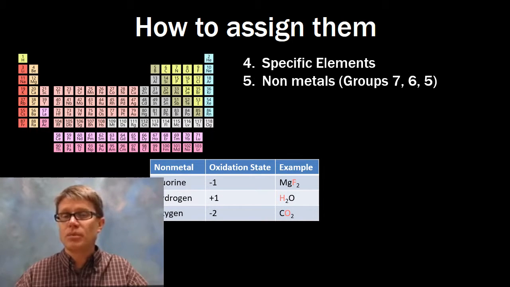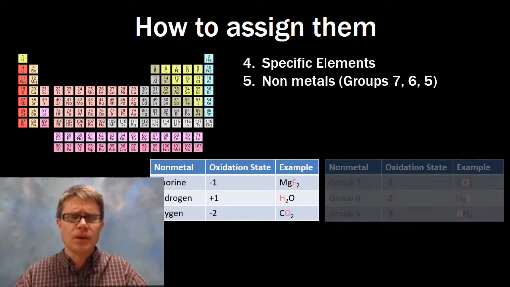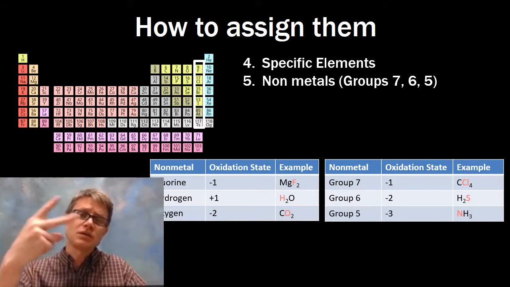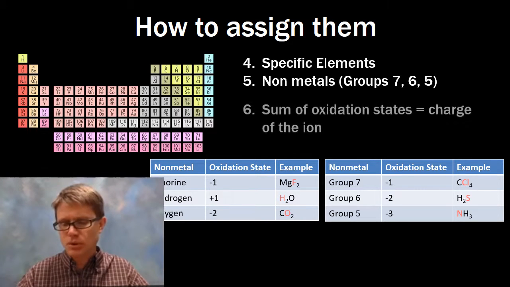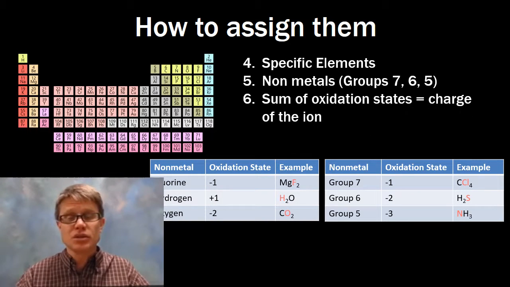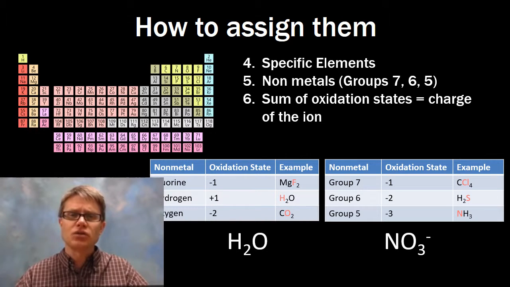Then nonmetals, groups 7, 6, and 5, get their own charges. So you'll see group 7 gets a -1, group 6 is a -2, and group 5 is a -3. Then we'll see that the sum of all oxidation states in a molecule have to sum to the charge of the ion. So in H2O, it has a charge of 0.